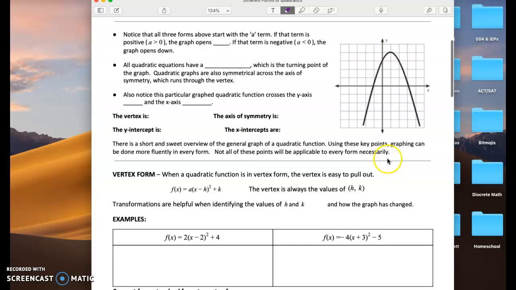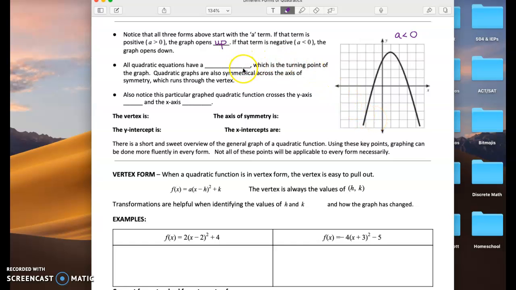So all three of those forms start with an a term. Remember, when we talk about transformations, the a term is the stretch or compression. It makes the parabola wider or narrower. Also, if that a value is positive, the graph is going to open up. But if it's a negative number, the graph has been flipped over and it's going to open down. So on this graph over here, I can look at this graph and know, even without finding it, that the a value has to be less than 0 because it's been flipped across the x-axis.